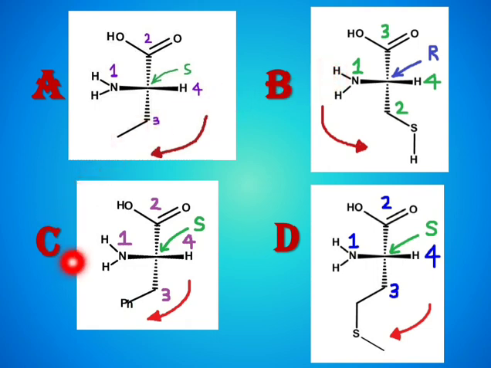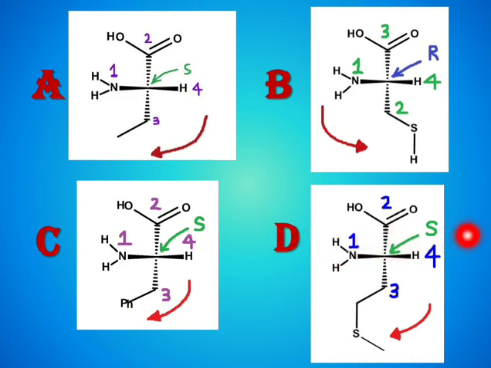Let us also see the other options. Option C, again you can see I have done the same thing. On moving from 1 to 2 to 3, it is clockwise, and the fourth priority group is on the vertical. So the configuration for this molecule is S, which is also incorrect.